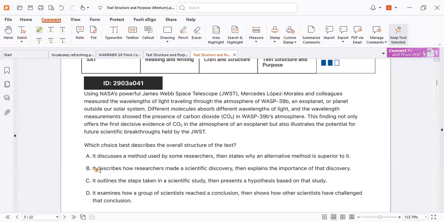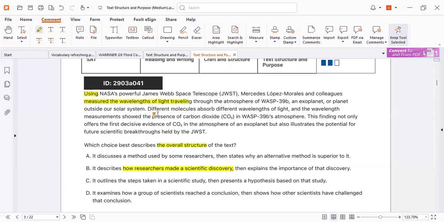What is wrong? He said the structure. So talk about the order of information. It starts with description how research is made a scientific. Yes, here using NASA powerful James Webb Space. So they used the NASA telescope. By using these scientists measured the wavelengths. So it tells you how made discovery. Then explain the importance of the discovery.